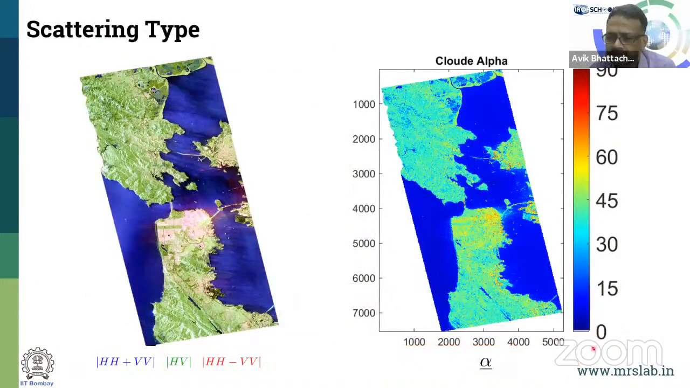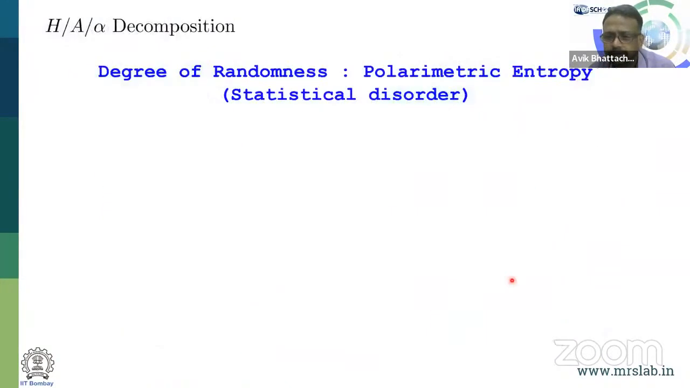This parameter varies from 0 to 90, which can be utilized to characterize different targets. 0 being surface kind of scattering. And if you go on to 90 degrees, it is more of a dihedral kind of scattering. So this is what has been used from Cloude's alpha to characterize different scattering type information.